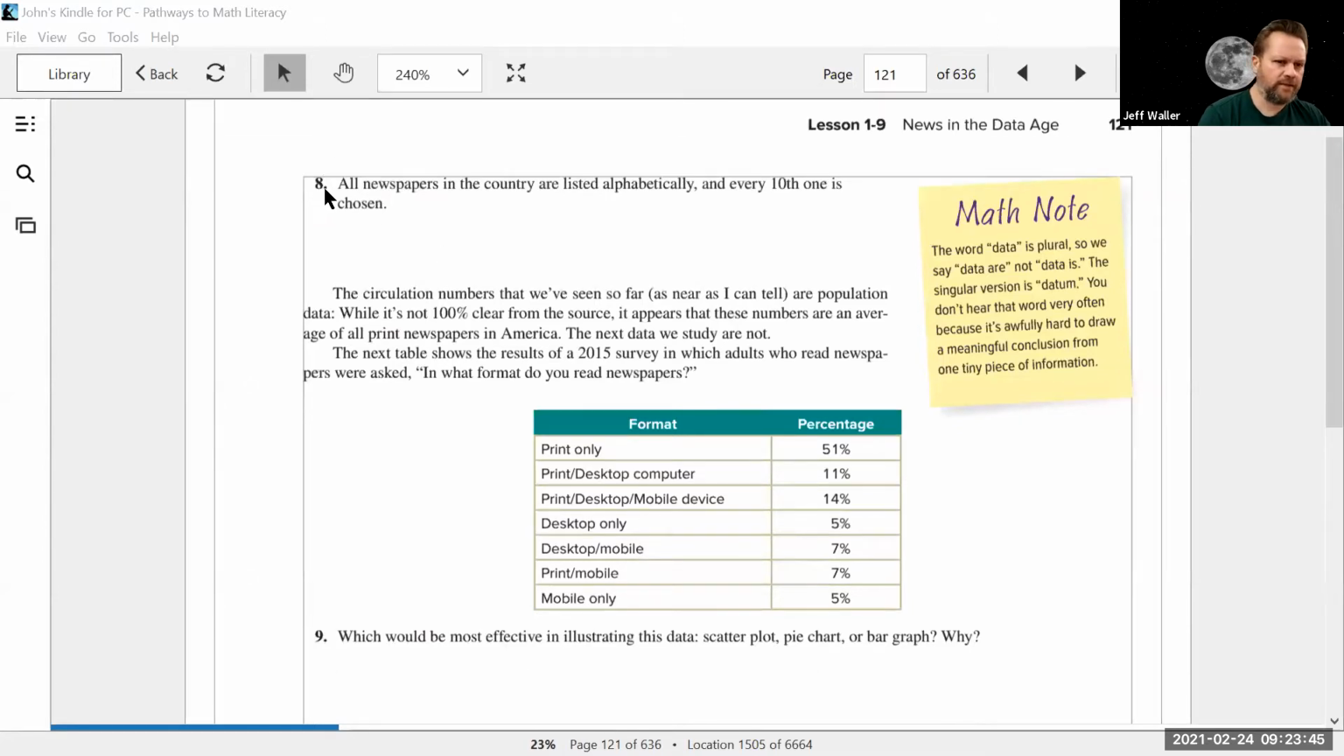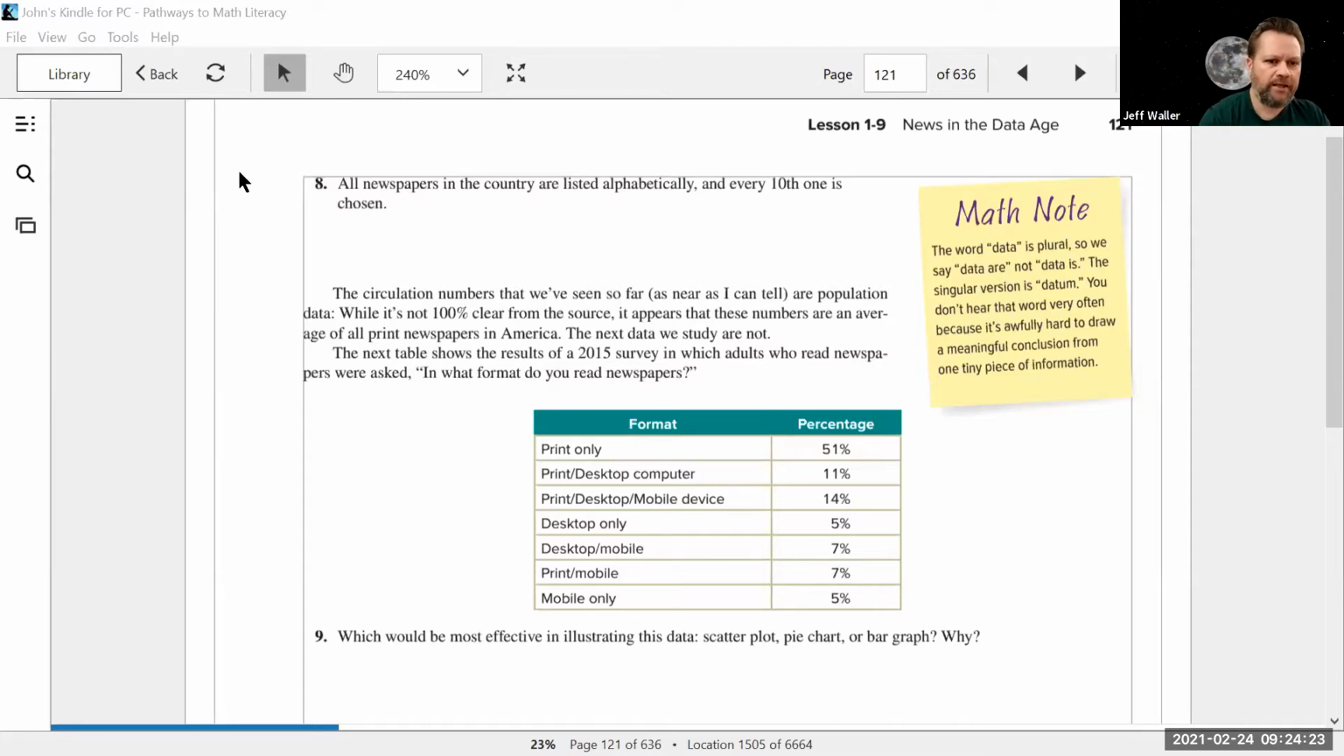So what about number 8? This is basically that hat thing, isn't it? But this is a neat way to do this. All newspapers are listed alphabetically, and then every 10th one is chosen. What do you guys think? That works. That's a pretty good random sample, right? The one thing I would change is I would start at a random newspaper and then do every 10th one after that. But otherwise, do you guys understand that's not a bad way to do it? The number 8 approach. Okay, I like it.